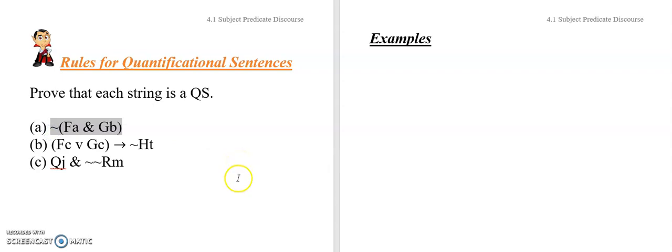But as usual, I want to give you a chance to try it on your own. Prove that this string of symbols is in fact a quantificational sentence. That means derive it from the rules QS1 through QS7 and nothing else. Pause and give example A a try right now.